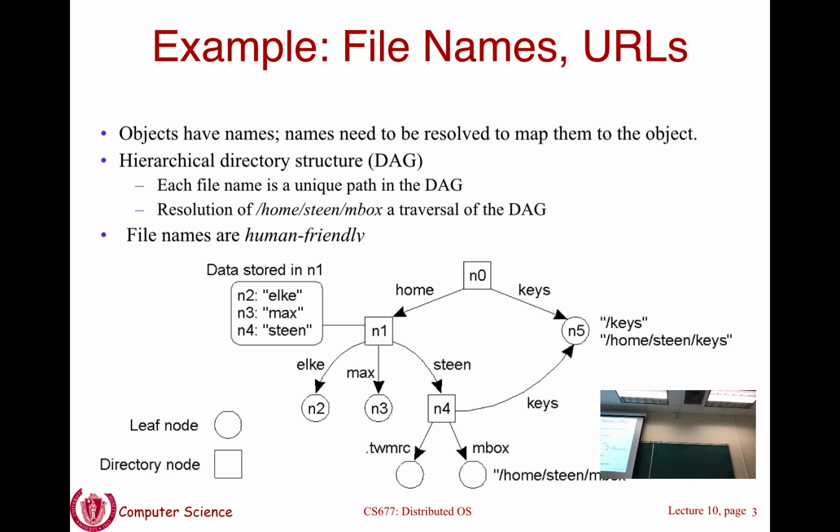If that lookup succeeds, then you go to the directory Steen and ask, is there a file, in this case a file called mbox, present in that directory.